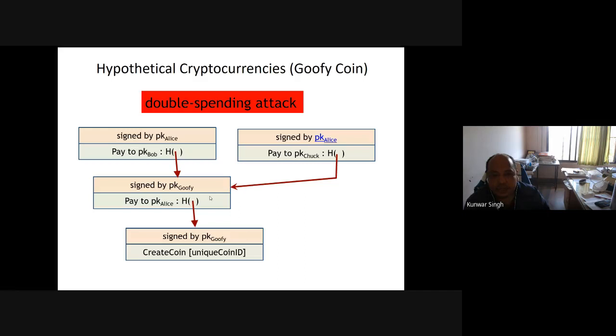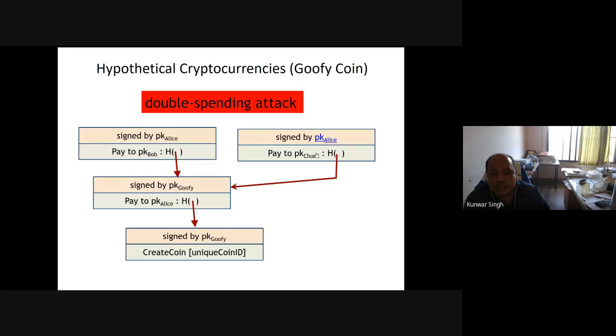Okay. If you remove this double spending, then this will be the current currency. This will be the cryptocurrency. What is wrong in this case? Everything is correct. Okay. So now we have to remove this double spending. Okay. So one way to solve double spending is you keep all these transactions in a central place. So if you put this transaction, you have got this one signed by this one, in the central place, and this is also in the central place. Now if Alice wants to give it to Chuck, this also will be placed in the central place.